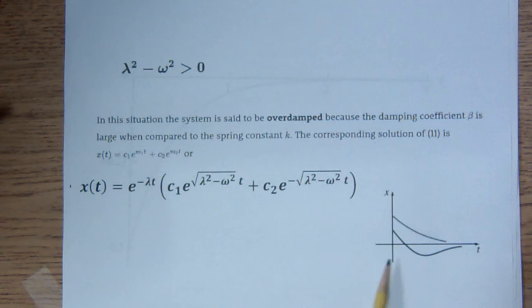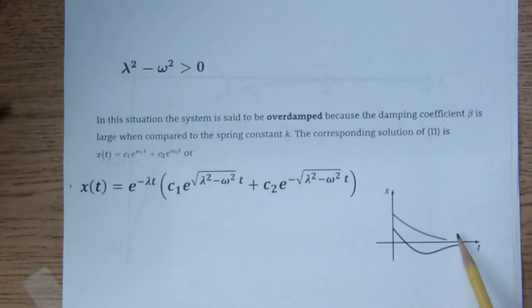The curves are going to look like this, or in our case, those coefficients ended up being negative, and so we ended up underneath the axis rather than above the axis. So that's overdamped, and we will look at another example of a different kind of damping.